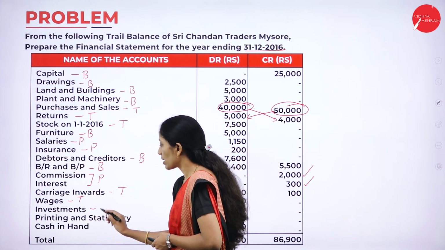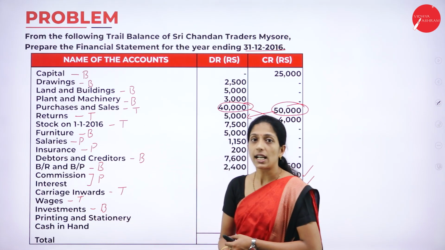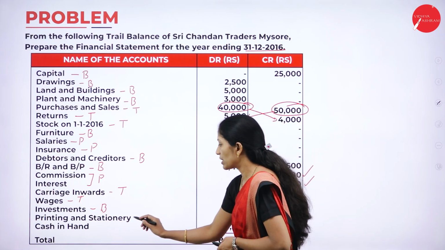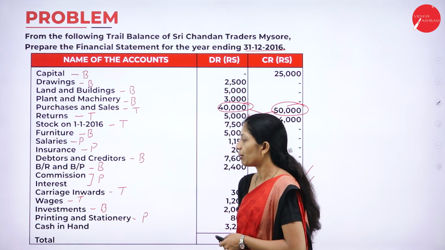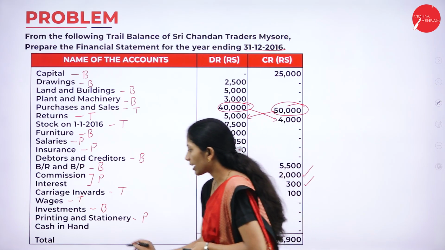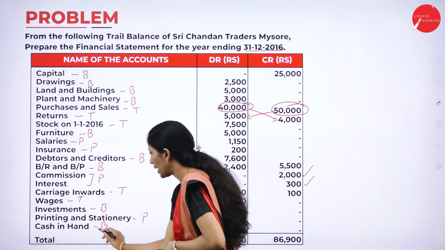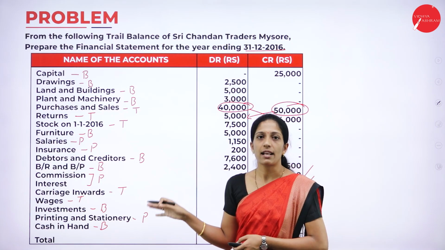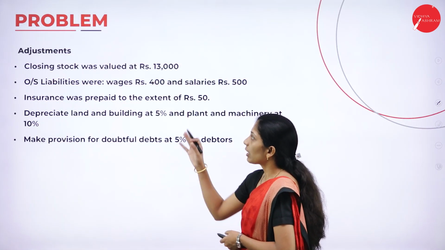Investment is an asset, so we will record in the balance sheet. Printing and stationery, it is an indirect expense, so we will record in profit and loss account. Cash in hand, it is a current asset, so we will record in the balance sheet. Okay, so these are the items of the trial balance. Now come to the adjustment.